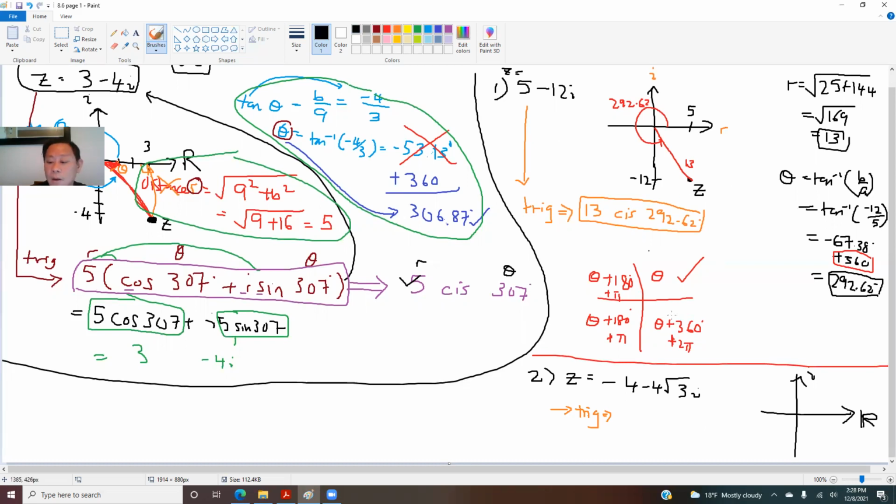So anyone know where -4 minus 4 root 3i is in your complex plane? This is in quadrant 3. So that means -4 on the real and -4 root 3 on the imaginary. So this is your z in this case, quadrant 3. Now, I want you to write this in the trigonometric form. So you have to tell me how you figure out your r and your theta.